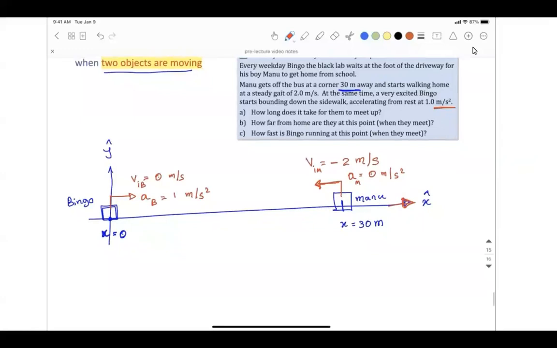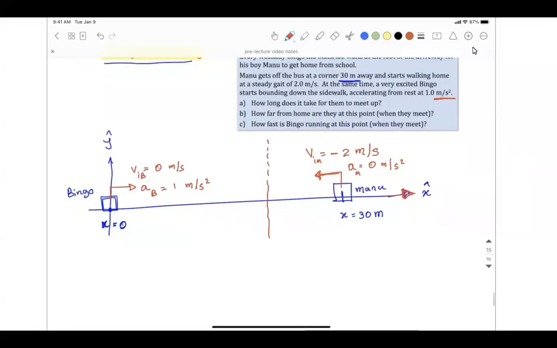When they are moving towards each other, somewhere here they are going to meet each other. This guy is going to move forward, this one moves backwards. Let's say that is x final. The x final position for the bingo, the dog, is going to be the same as the x final position for the Manu, because they are in the same location right here. This will be the necessary condition to solve this problem.